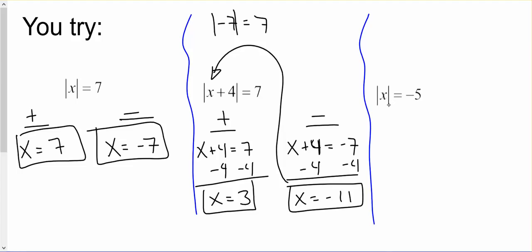On our last example, or you try, the absolute value of x equals negative 5. Well, I can't take the absolute value of anything and get a negative number. So this is going to be no solutions.